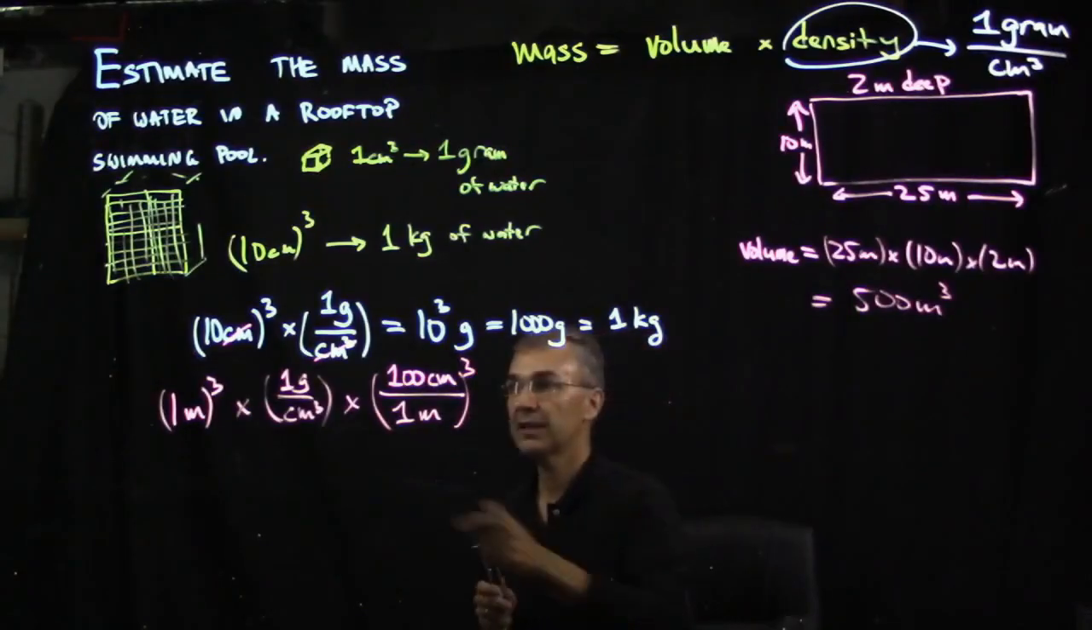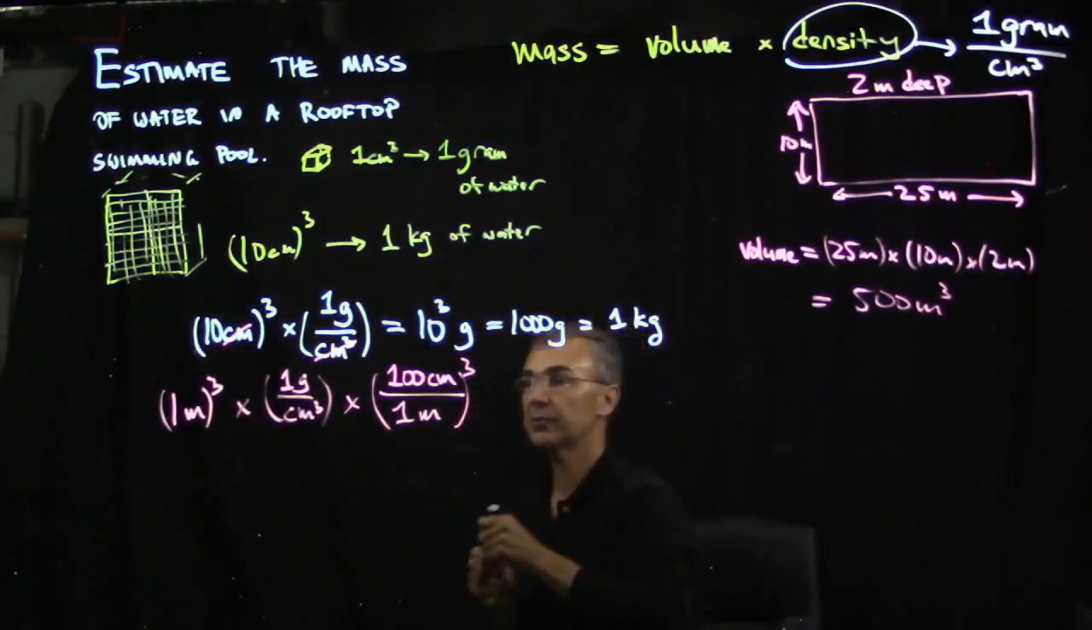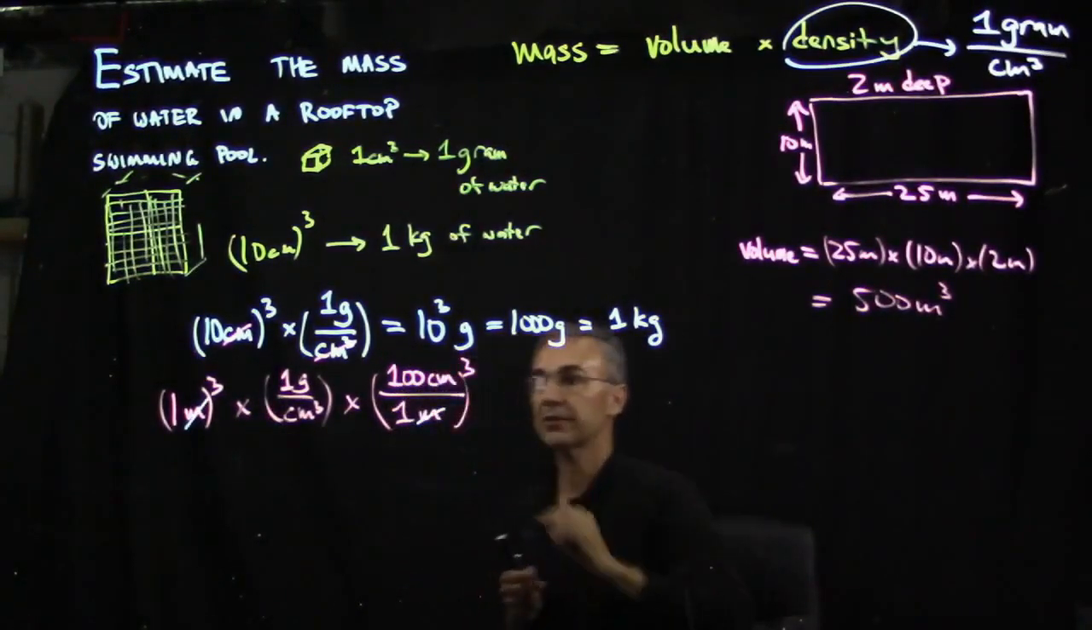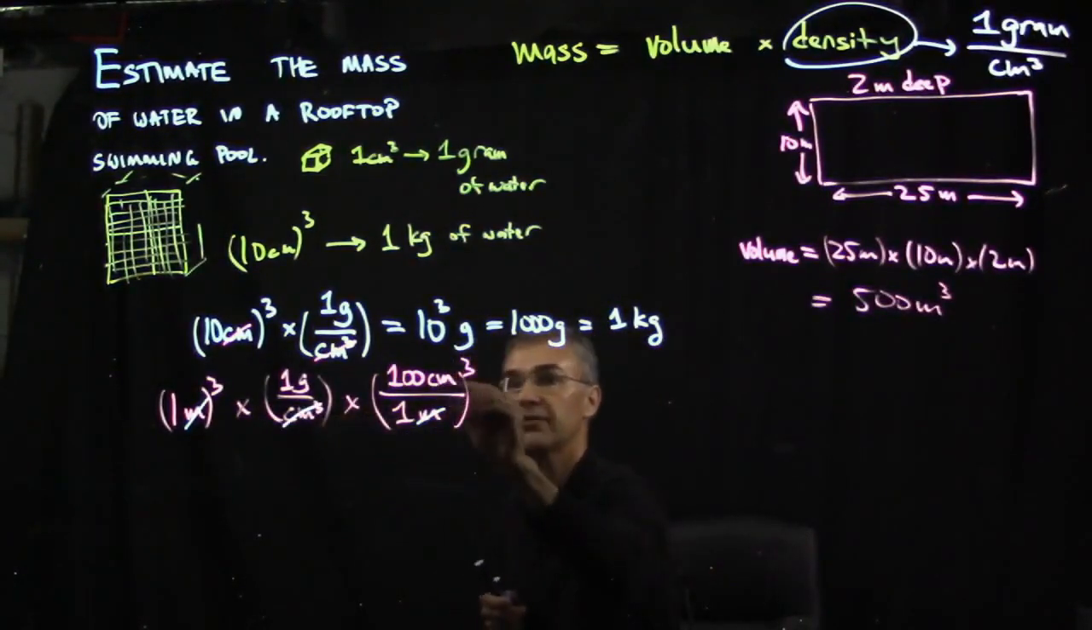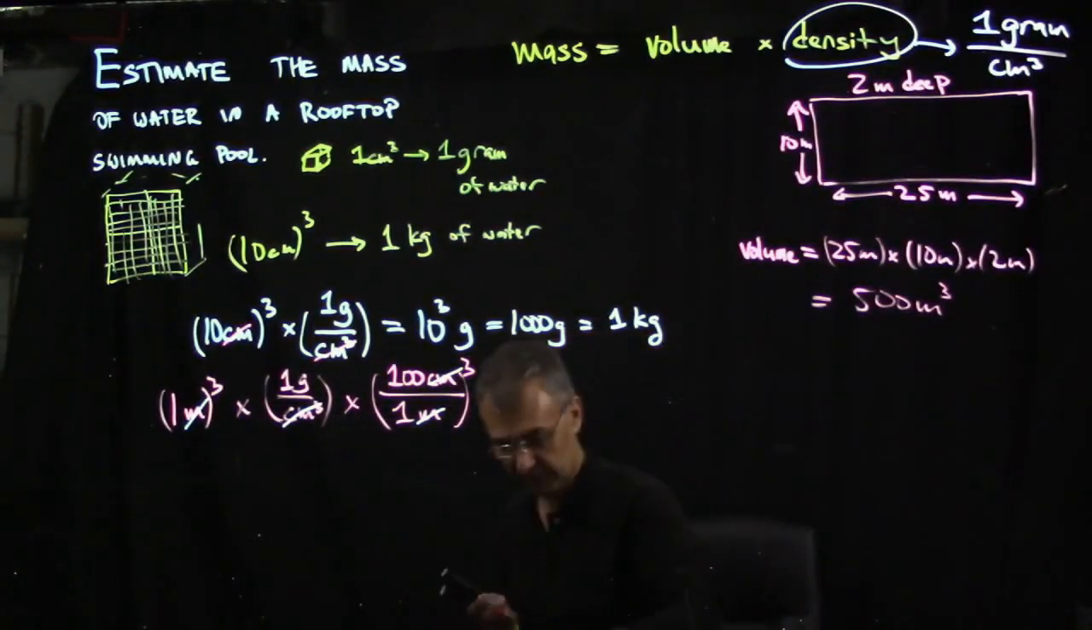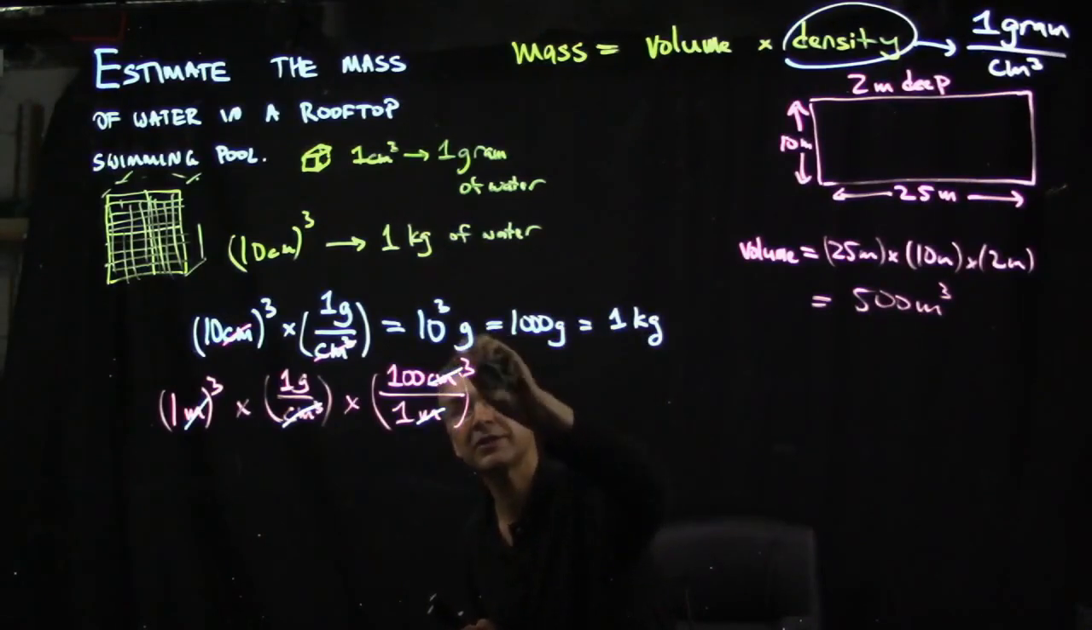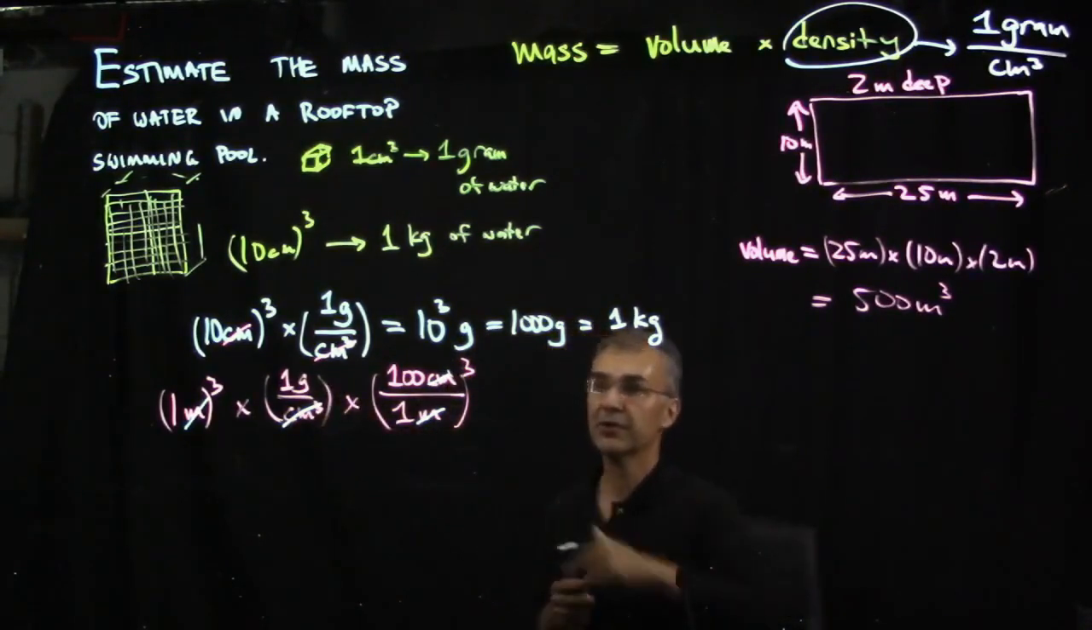Now that we've done that, now we have meters cubed upstairs, we have meters cubed downstairs. We can cancel that meter cubed with this meter cubed. And we have centimeters cubed upstairs, we have centimeters cubed downstairs. So we can cancel that centimeters cubed with that centimeters cubed. You have to be careful. This cube is still here multiplying the 100. So this is 1 gram times 100 cubed.